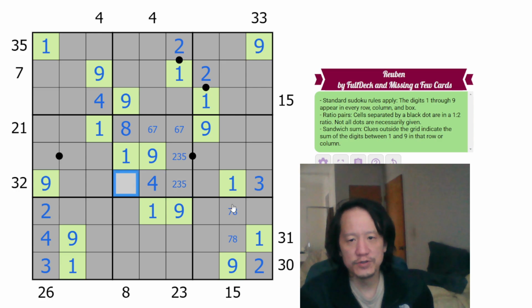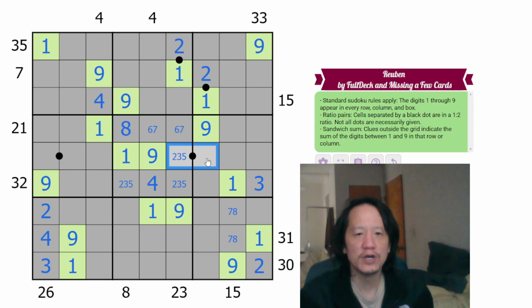Okay, so therefore this is also 2, 3, and 5 in box 5, but the 5 can never be next to a black crop key dot, because it cannot be double anything, and 5 doubled is 10, which is not a digit. So this is 2 or 3. 2 could be next to 1 or 4, but 1 is already taken care of, so this must be 4 if this is a 2. This could be 3, and if this is a 3, this has to be a 6 then.